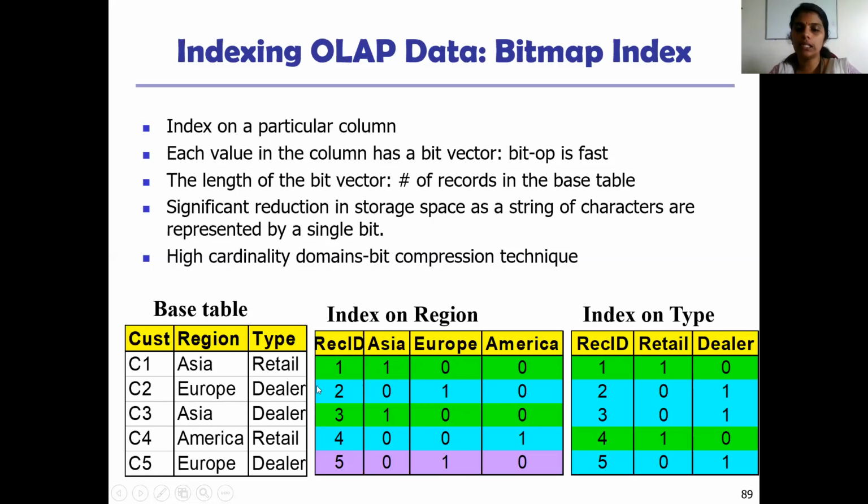When you consider the index on type, you have only 2 distinct values, that is retail and dealer. So you can store each record by using 2 bits. Okay, so retail and dealer. The first record C1, type is retail. So the bit representing retail is set to 1 and the bit representing dealer is set to 0. Okay, so this is how you do bitmap indexing.